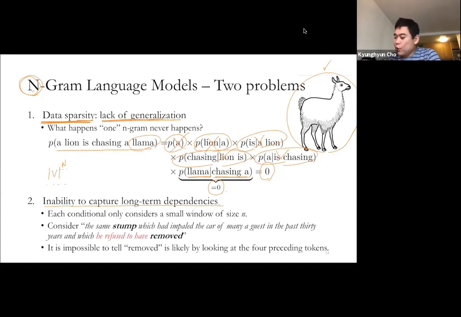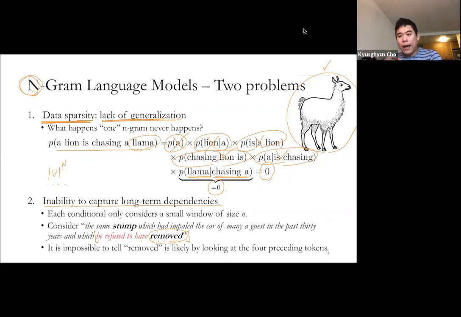The same stump which had impaled the car of many a guest in the past 30 years and which he refused to have removed. Now I want to compute the probability of "removed" given the four previous words, "he refused to have". If I only look at this, the probability of "removed" is not necessarily high. It could be any verb coming in, any past participle of a verb could have been added instead of "removed". It could have been "run" instead of "removed". Could have been "stood". It could be really, really anything.